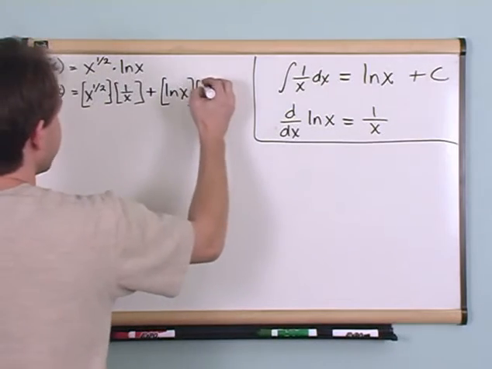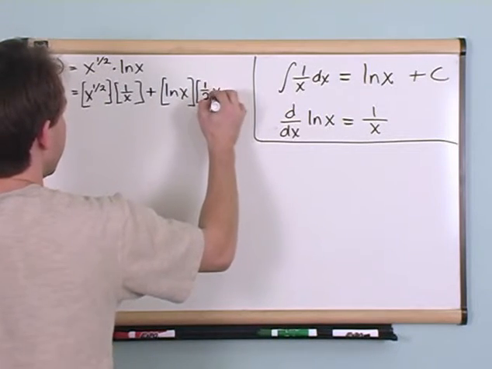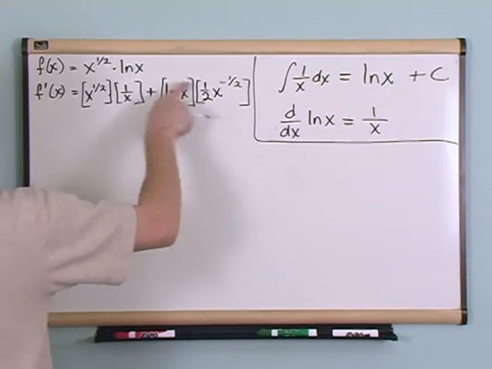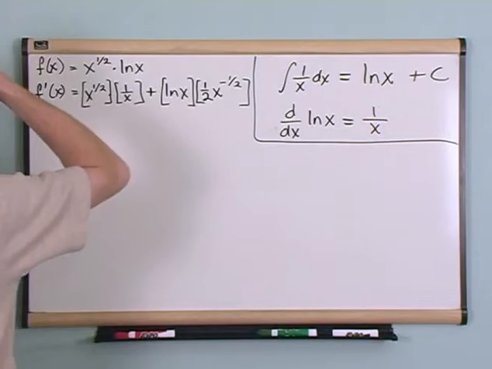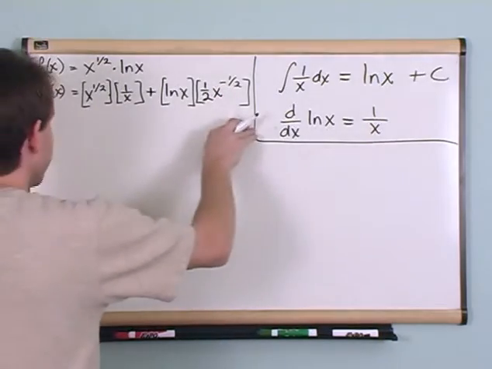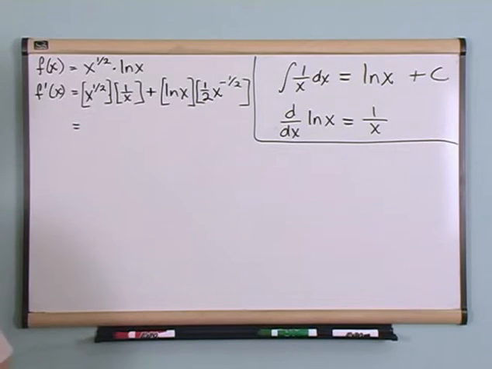The second term times the derivative of the first term. We know how to do this. We've been doing this all day. This is just 1/2 x to the negative 1/2. 1/2 comes down, x, and then you just subtract 1 off of the exponent here. So essentially this is the answer, and you just need to go ahead and simplify that.